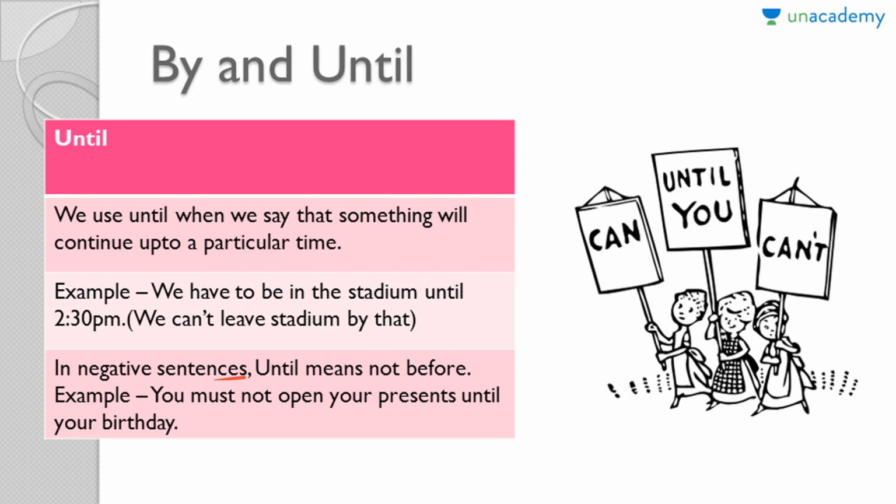So that is it. In negative sentences, until means not before. Example: you must not open your presents until your birthday. This is another use of until, in negative sentences, like a sentence like this, that you cannot go home until you complete the assignment. So in a sentence like this, until is used and it means not before. In negative sentences, which include not, does not, do not, or anything of this kind, until actually goes on to take another meaning, and that meaning is not before.